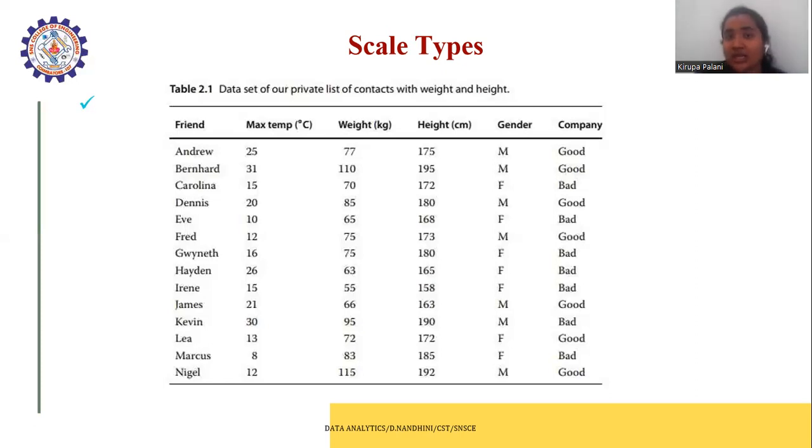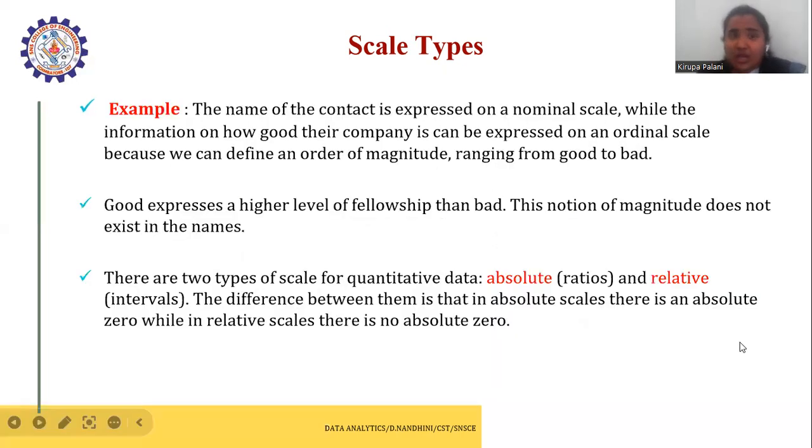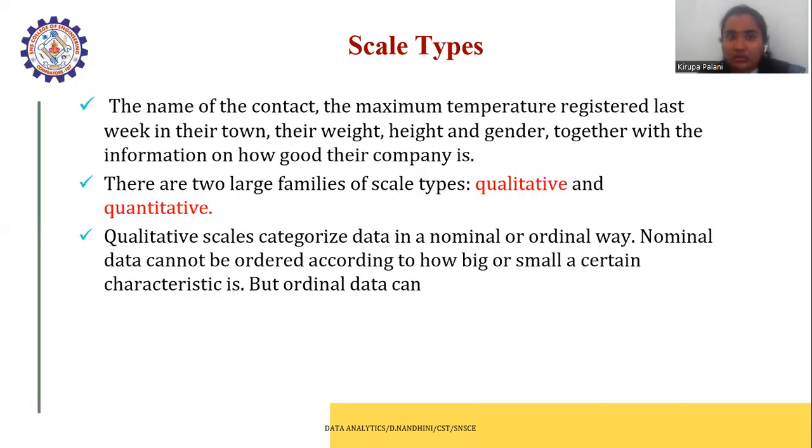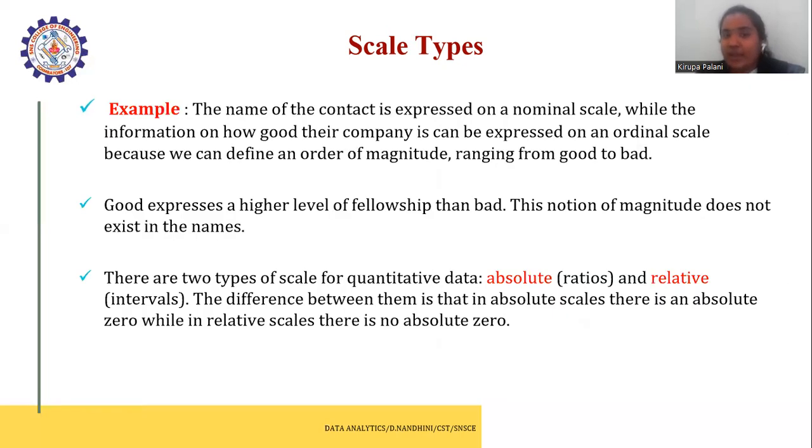In this table, we see that each person has been given a good or bad conduction. The name of the contact is expressed on a nominal scale, while the information on how good the company is can be expressed on an ordinal scale, because we can define an order of magnitude ranging from good to bad. Good has a higher level than bad, whereas the notion of magnitude does not exist in the names.